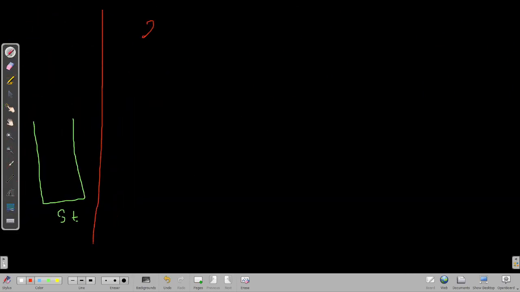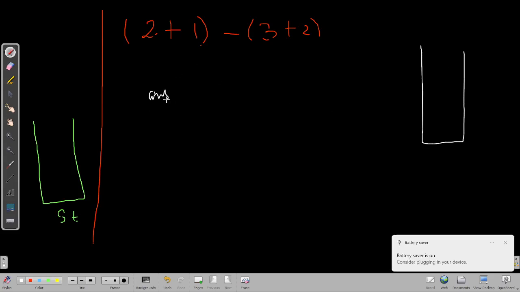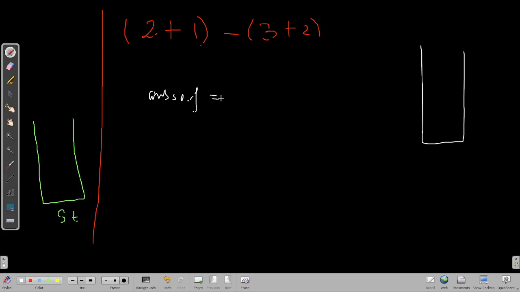So we have 2 plus 1 minus 3 plus 2. Let's take all those things that we need. So we need a stack. We need 3 variables: answer so far, there is an answer, and there is an operation. Initially it is 1.